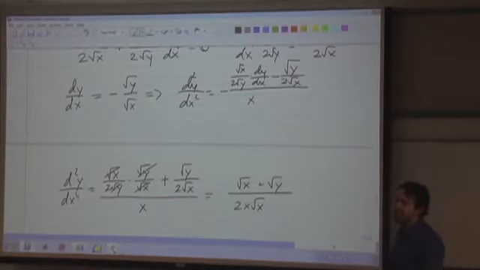What? That was horrible. Why is it d squared y over dx squared? That's the notation for the second derivative of y. Oh.